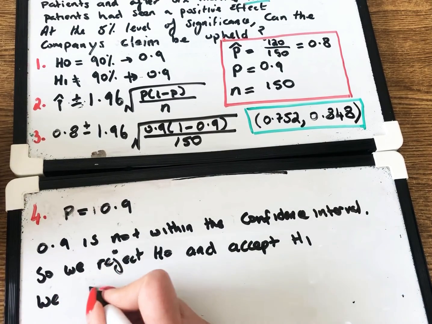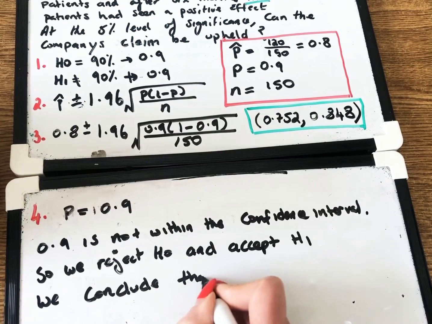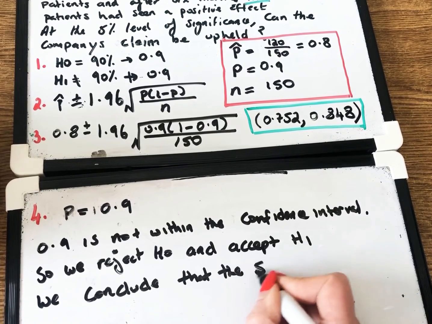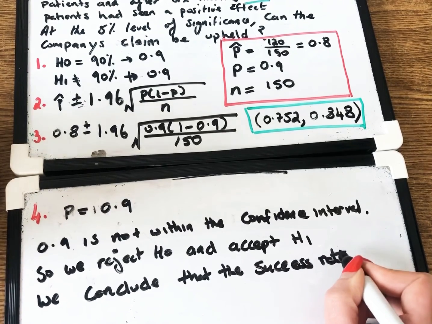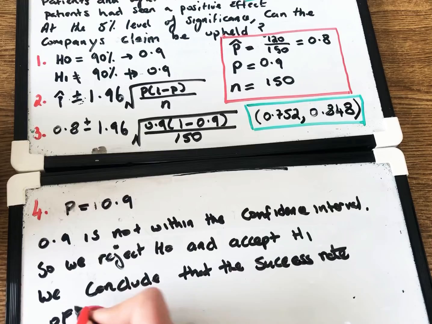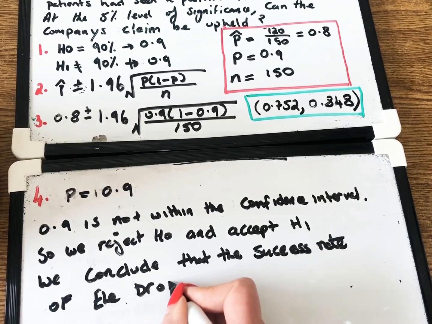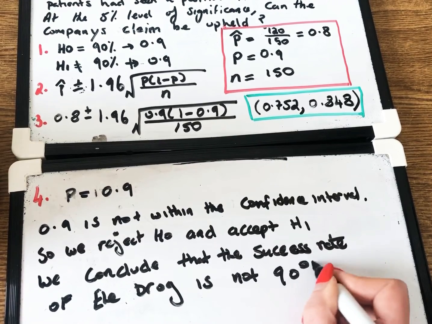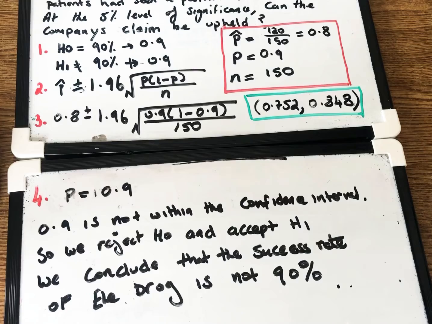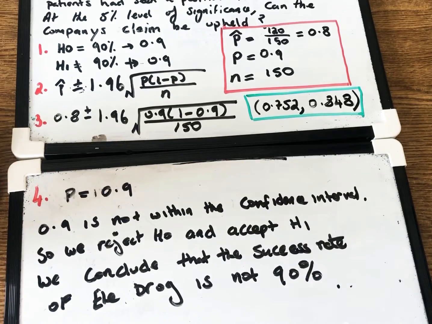We conclude that the success rate of the drug is not 90%, and we're done. So we can reject p, which is our population proportion, because our p-value is not within this interval, and we are done.